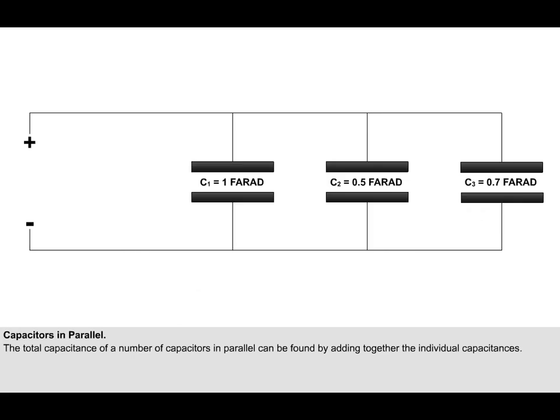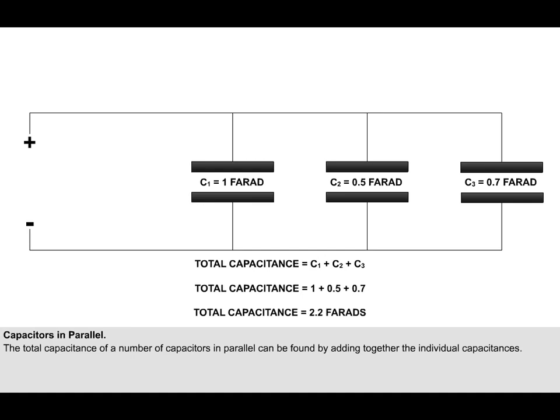In the example here, there are 3 capacitors in parallel. The total capacitance will be C1 plus C2 plus C3. That is 1 plus 0.5 plus 0.7, which is 2.2 farads.